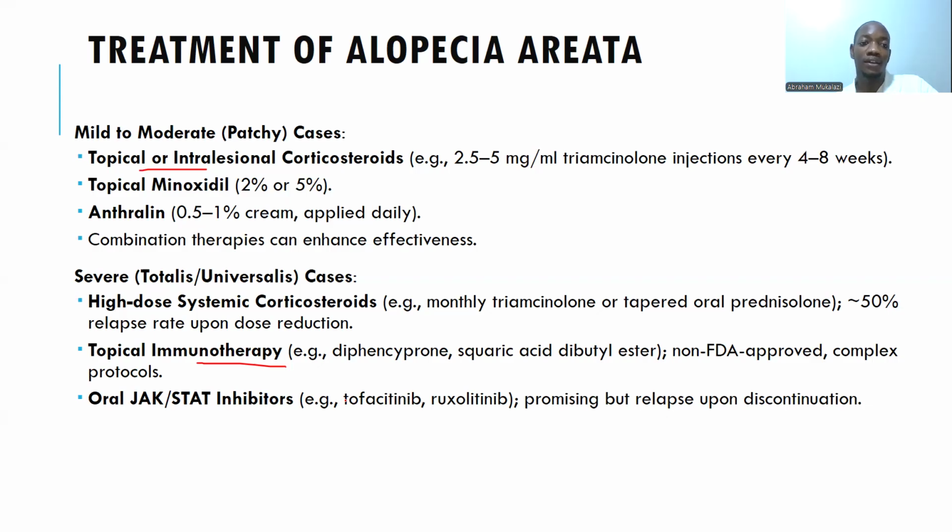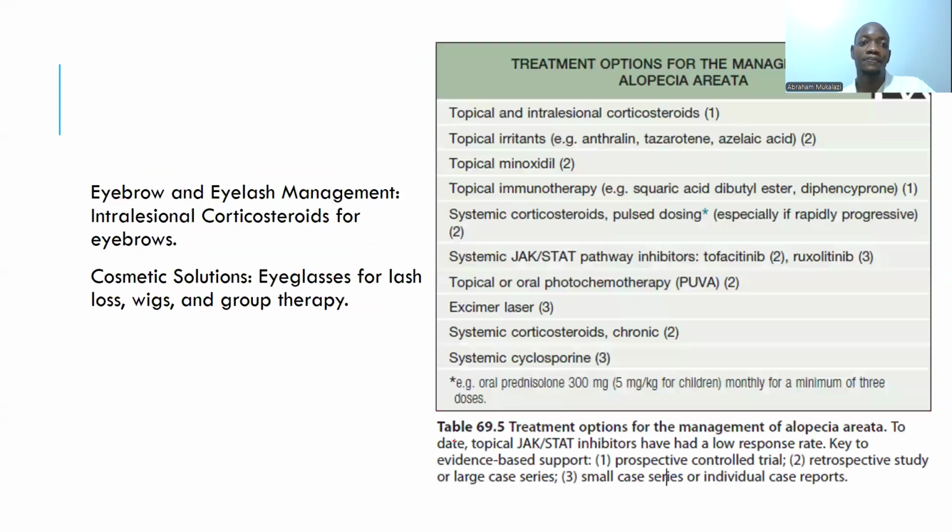Then you can also give topical immunotherapy, where you can give things like squaric acid, or you can give diphenylcyclopropenone. In this case, these drugs are not yet approved by FDA, but they can also be used as an alternative. Other drugs you can give orally, the JAK inhibitors, including things like tofacitinib. This can also promote hair regrowth. So these treatment options, depending on where you're located and the availability of the drugs, you can choose from those.